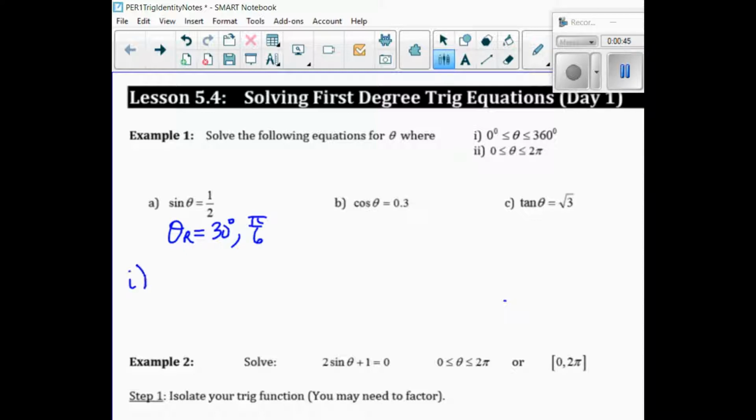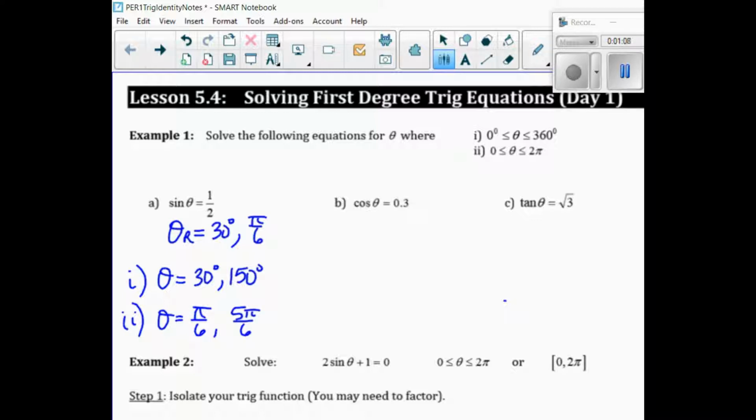So my answer then for Roman numeral 1 would be the two quadrants where sine is positive, which would be 30 degrees and 150 degrees. In Roman numeral 2 in radians, that would be pi over 6 and, yes, 5 pi over 6.